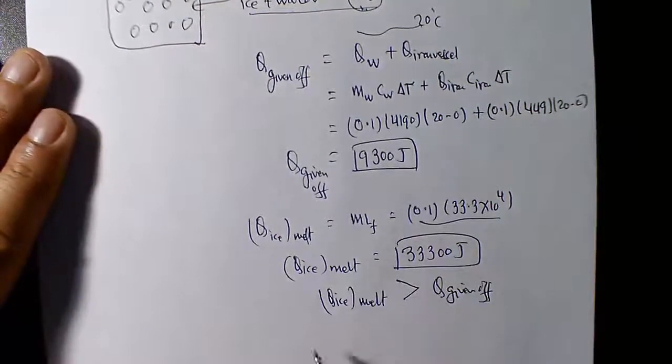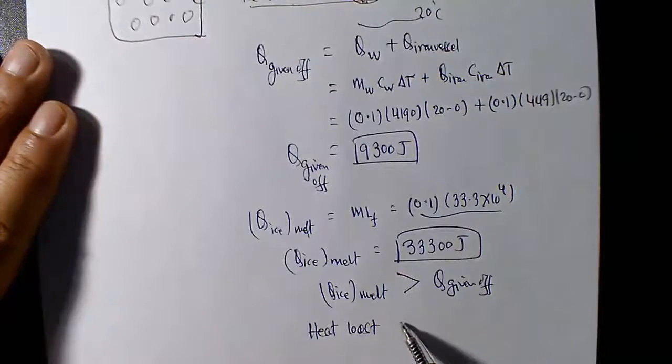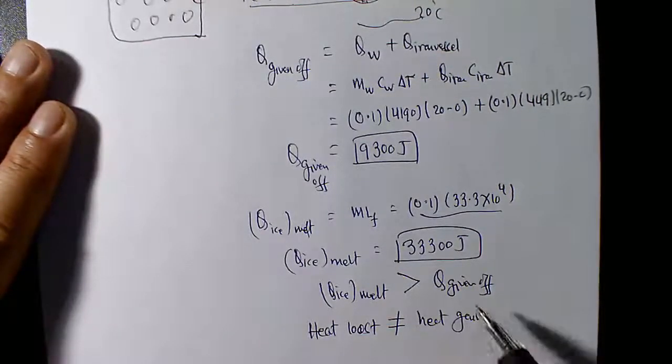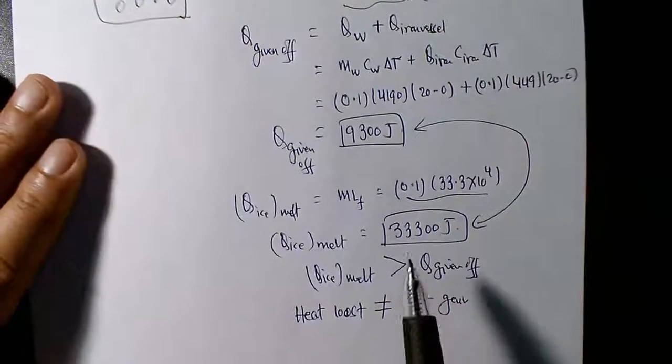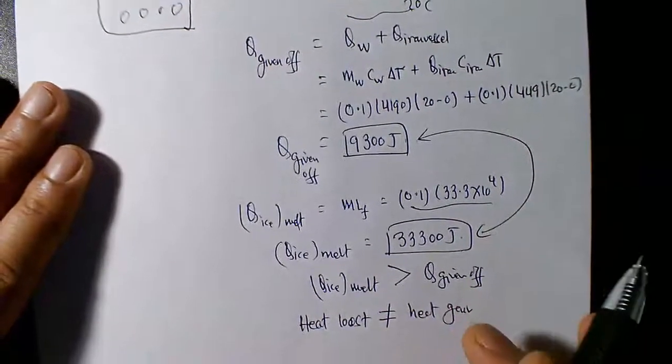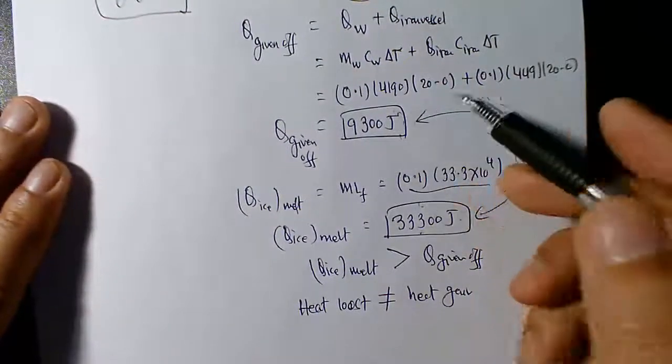So that's the reason here you can't say heat lost is equal to heat gain by ice. Why? Because check this number, they are not equal, right? So that's the reason only a fraction of ice will melt. So how much ice will melt will be the fraction, just this fraction.